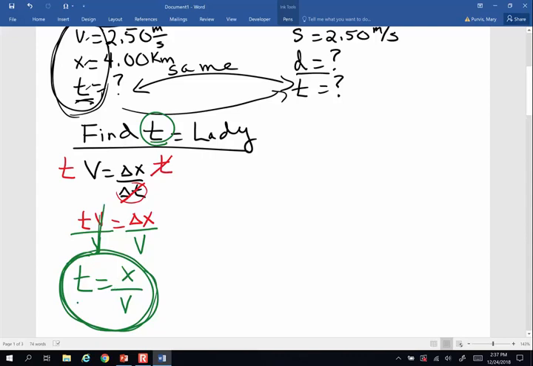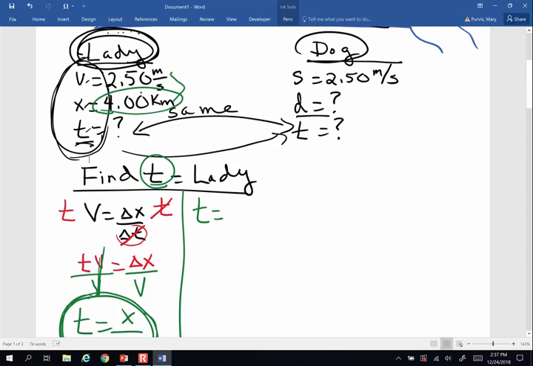Okay, I've got my equation. I'm going to put my numbers in. So time is going to be the change in displacement, 4 kilometers, divided by velocity, 2.5 meters per second. I have a problem. Do you see my problem? Yeah, my problem is one of my units is meters per second and the other one is kilometers. You cannot put both meters and kilometers into the same problem.